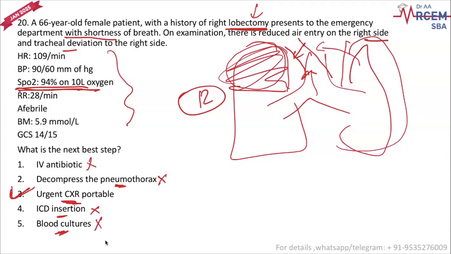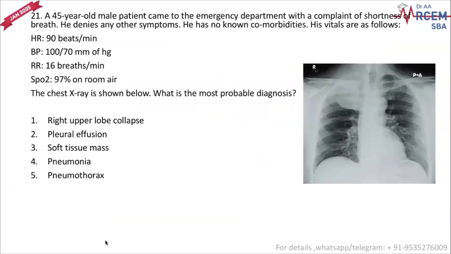That's why you're getting an X-ray done. A 45 year old patient presents to the emergency department with complaints of shortness of breath. Remember this, they are not mentioning the duration. He denies any other symptoms. His known comorbidities and vital parameters are given here. An X-ray is given. What is the most probable diagnosis? Okay, this might be happening since a longer time, is what we are suspecting here.